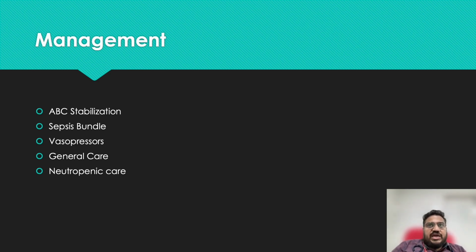So stabilizing airway, breathing and circulation is the priority, and always keep the sepsis bundle in mind. The sepsis bundle is what we do for all patients with suspected sepsis coming to the ED. It comprises measuring the serum lactate level and documenting it. If it is above 2, we call it hyperlactatemia. Above 4 with acidosis, we call it lactic acidosis. So we have to measure the serum lactate.